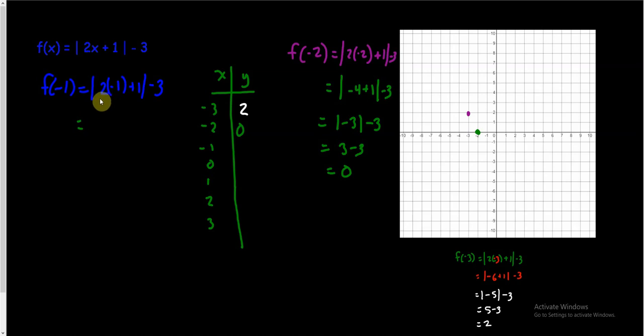All right. 2 times -1 is -2, plus 1, minus 3 equals -1 minus 3, which is going to equal -2. So we got, what did we plug in? -1, -2. Ooh, okay, so that wasn't the vertex.